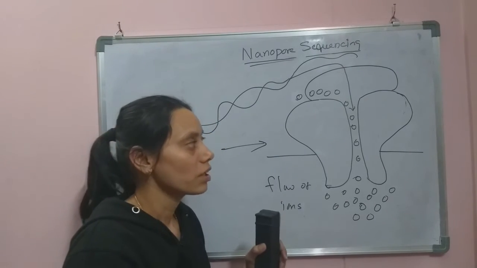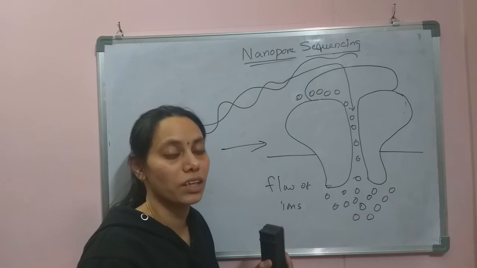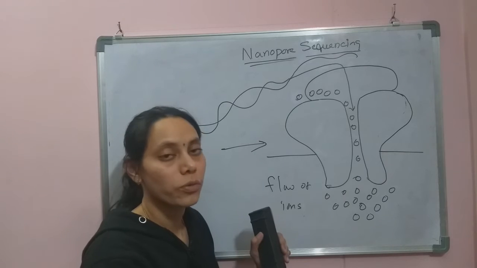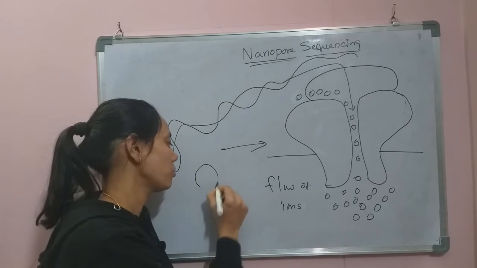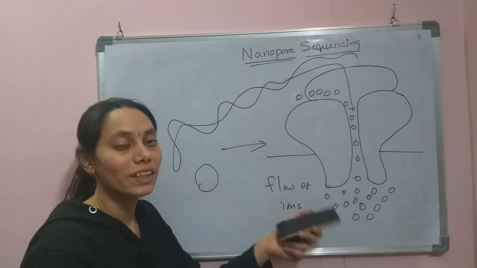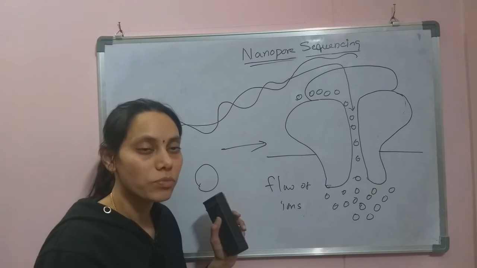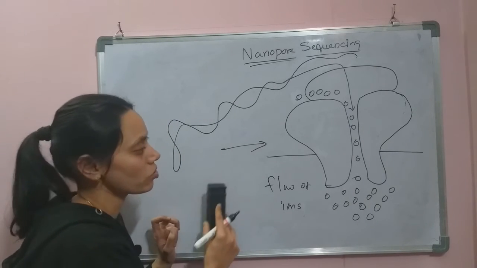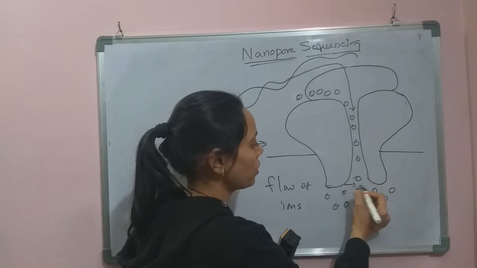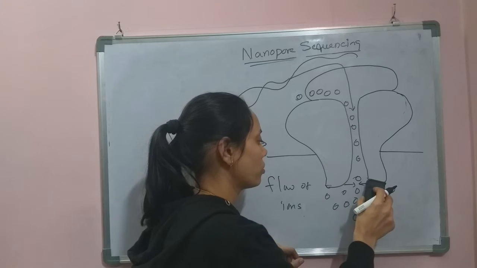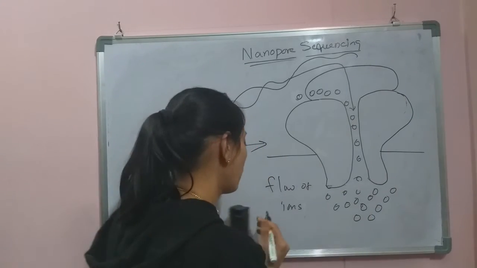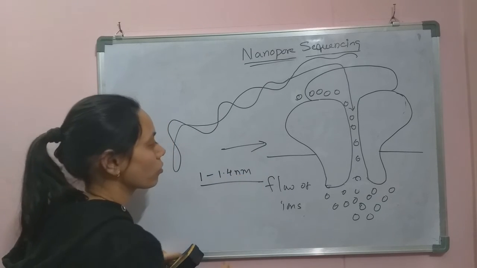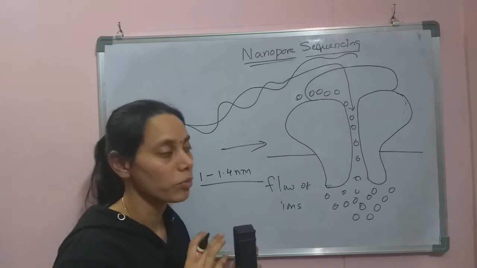Basically, the diameter of the DNA is very much suitable for passing through this membrane protein. Otherwise, it cannot allow the passage of larger molecular weight components such as proteins, because the diameter of the nanopore is so small. It is generally only 1 to 1.4 nanometers. So only single-stranded DNA can pass through it.